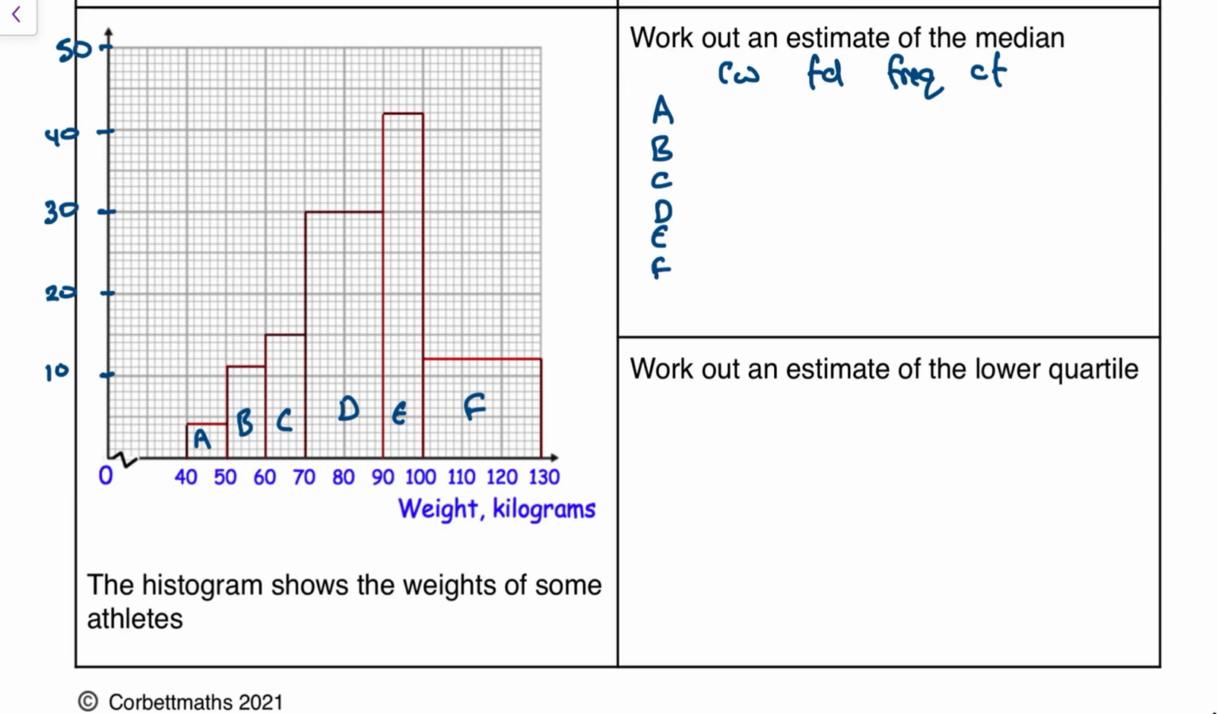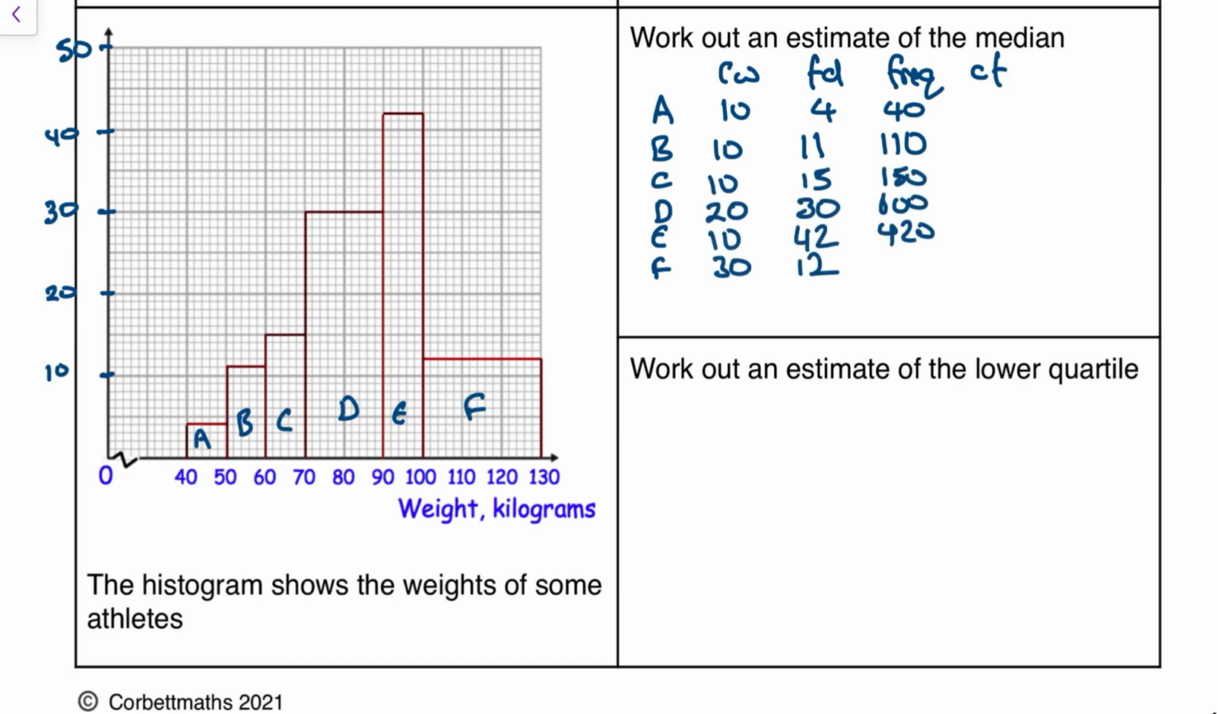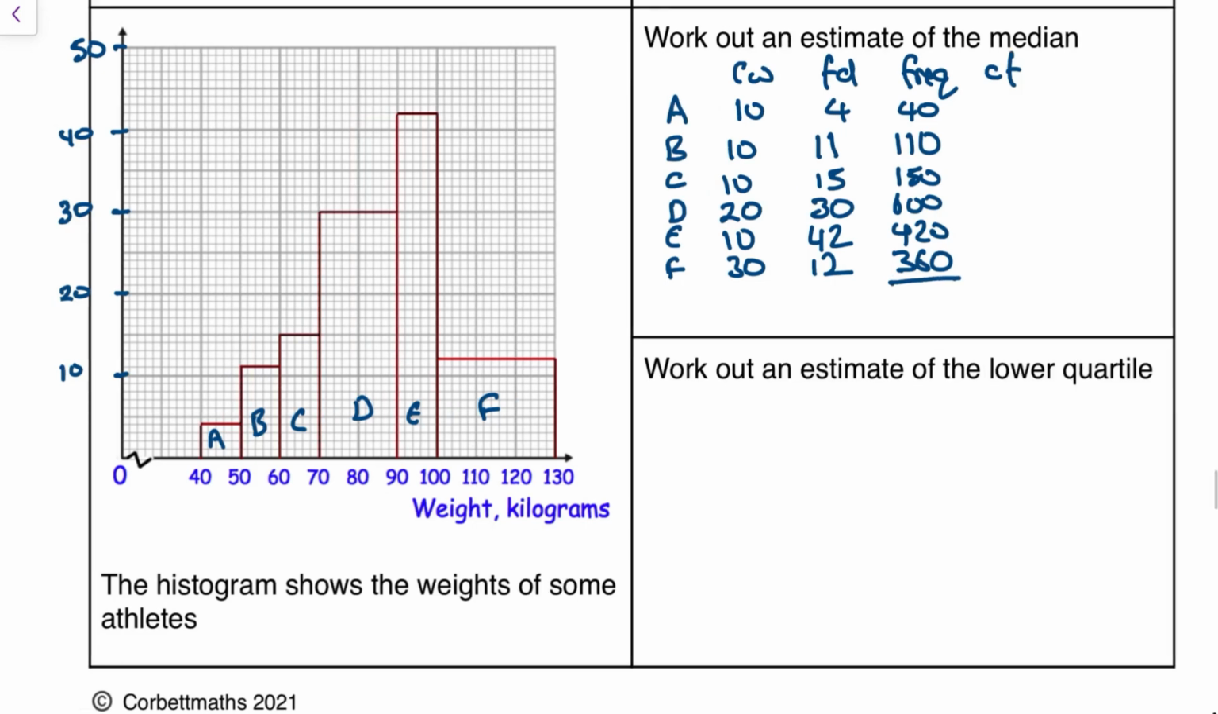So 40 to 50 is 10 across, and it is 4 squares up, so that's going to have a frequency of 40. B is also 10 squares across, except this one is going 11 squares up, and so that is going to have a frequency of 110. 30 times 12 is going to give me 360. And then I'm going to add all these things up. So that's going to give me 40 plus 110 plus 150 plus 600 plus 420 plus 360.